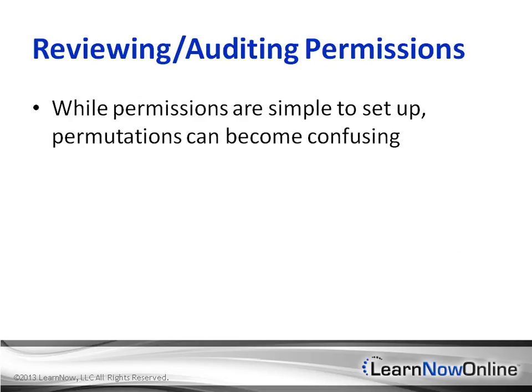And then going in and reviewing and auditing. While they're simple to set up, permutations can become very confusing. Again, I mentioned the file share permissions. If you've ever had to go through and try to figure out exactly what users have what permissions on what locations, especially with inheriting and everything coming through, you'll know it gets very complex very quickly, to the point where writing applications is sometimes the best way to do that.